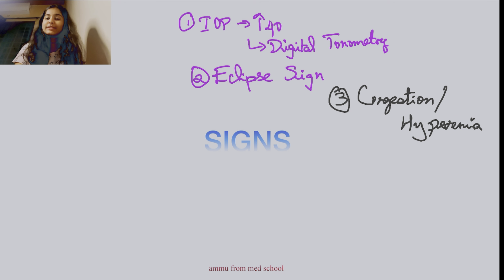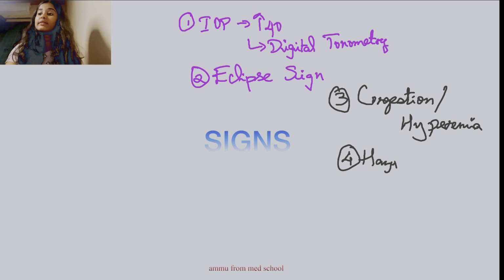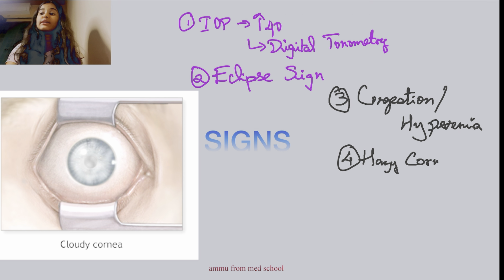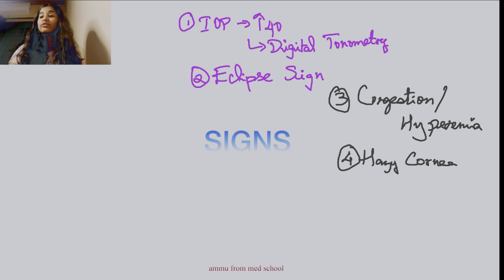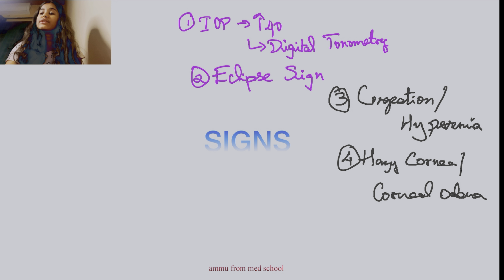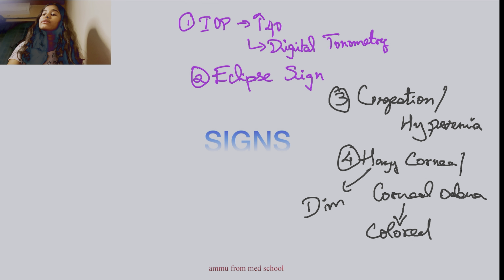Then hazy cornea. Your cornea is not going to be clear. You're going to see something very cloudy, like a broken egg. So that is hazy cornea, or also corneal edema. What is this hazy cornea and corneal edema contributing to? Hazy cornea is causing diminution of vision, and corneal edema is causing colored halos around the light.